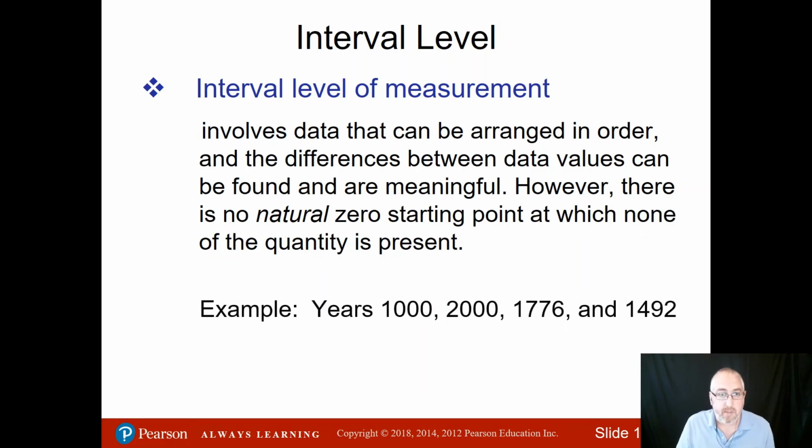So what's our example here? Years: 1000, 2000, 1776, 1492. We can calculate differences. We know how far apart they are mathematically, but is there a zero starting point of time? Well, technically, yes, but we don't have it starting at the beginning of time because we're not 100% sure when that is. We have a pretty good guess, but we don't know exactly. So that's why this is interval. There's no natural zero starting point.